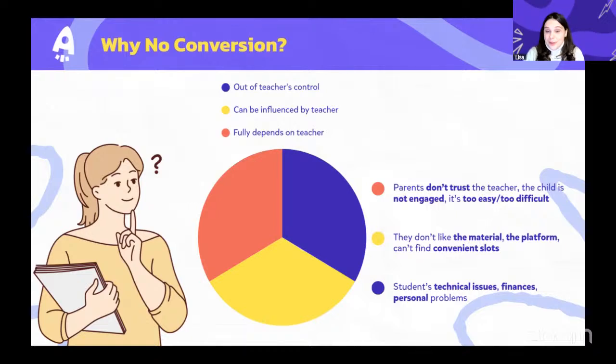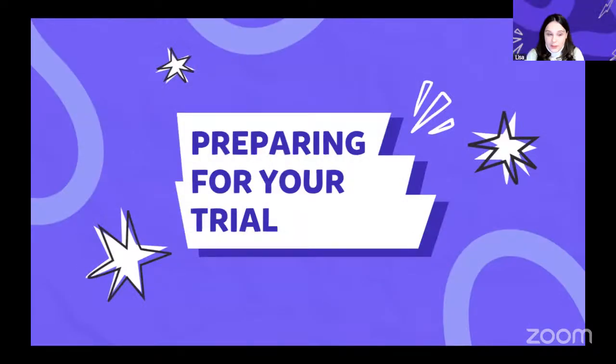Okay, but let's talk about what we can control. And I think that before we start talking about the actual trial lesson, we can talk about preparing for one, right? So, preparing for a trial lesson, what can we do before our trial lessons even begin? We discussed that parents are looking for professionalism, but professionalism as we mean it sometimes is not what parents are expecting to see, right?